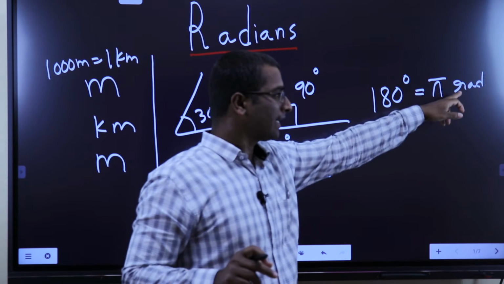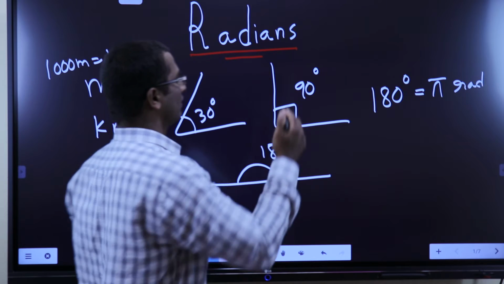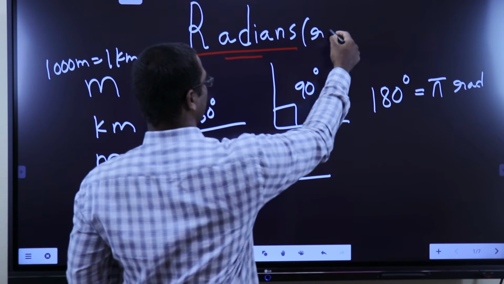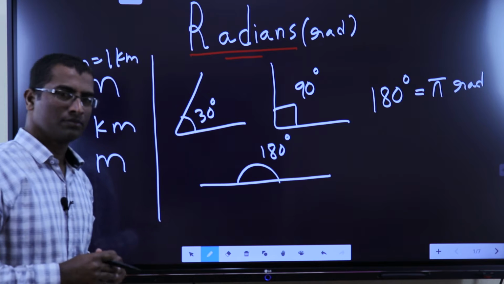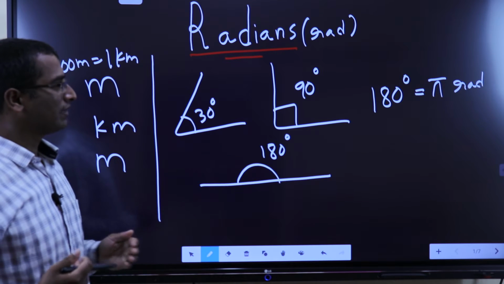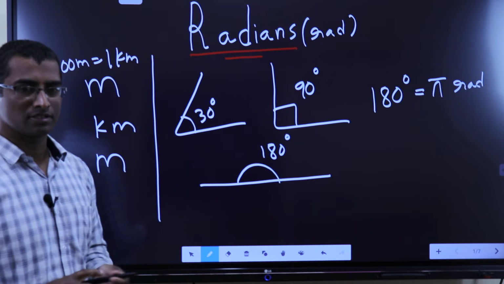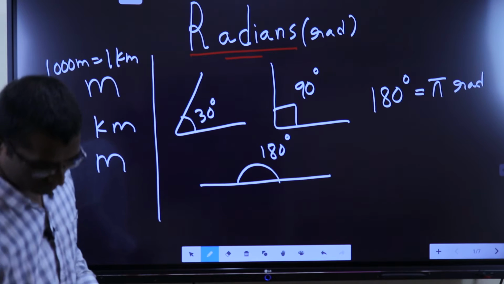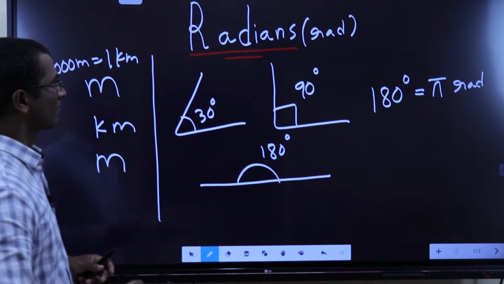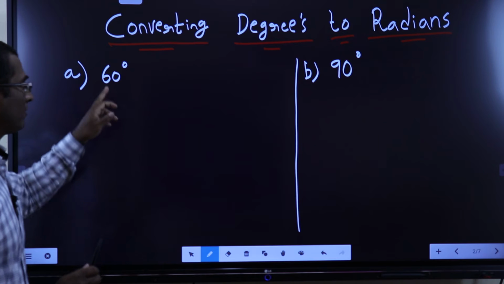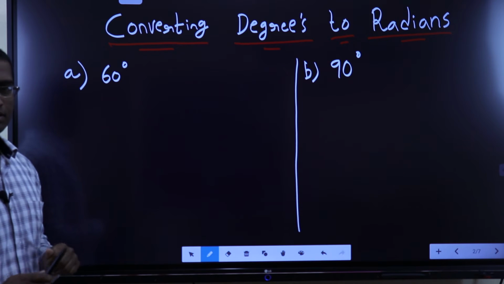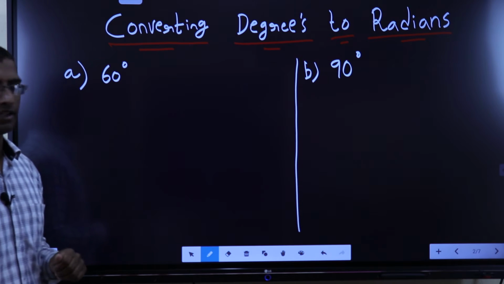In short, for radians we write rad. We don't write radians every time, we just write rad. Clear? Now let us see how we convert degrees to radians. Converting degrees to radians now. If I want to convert 60 degrees into radians, how can I do that?